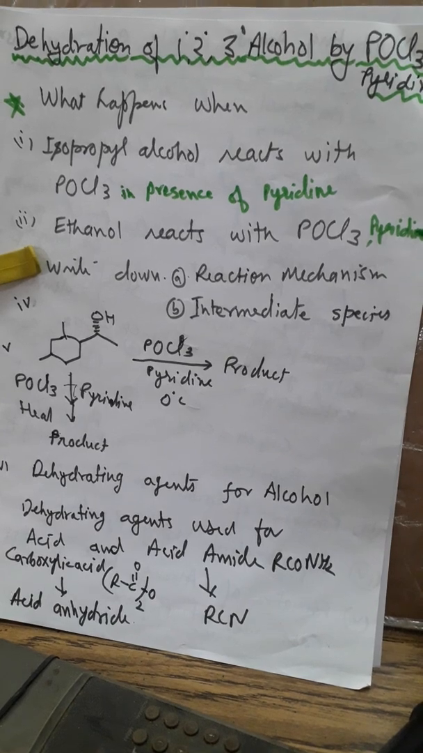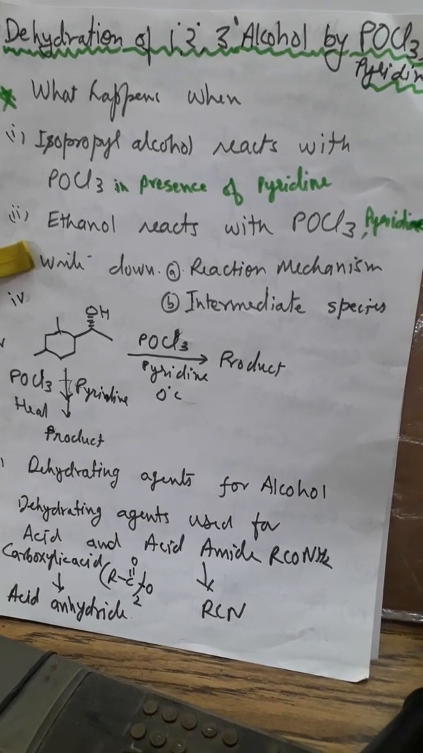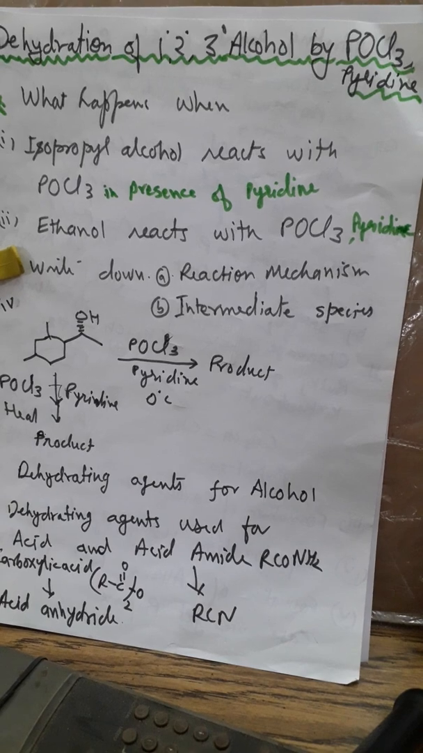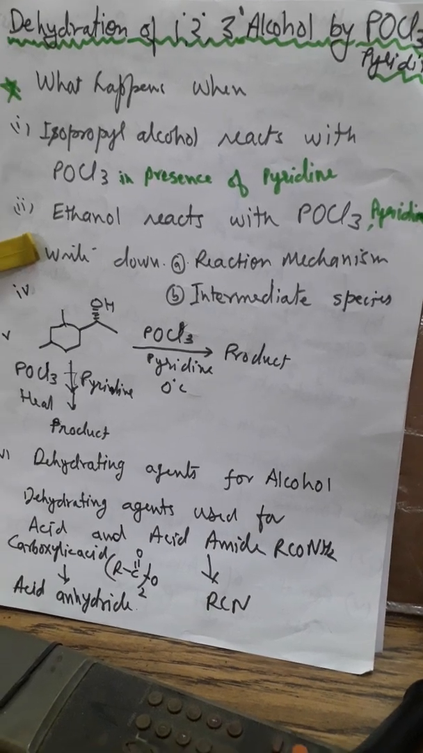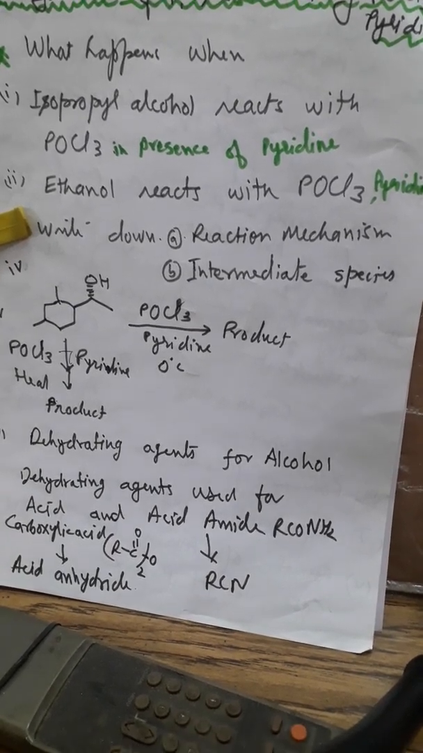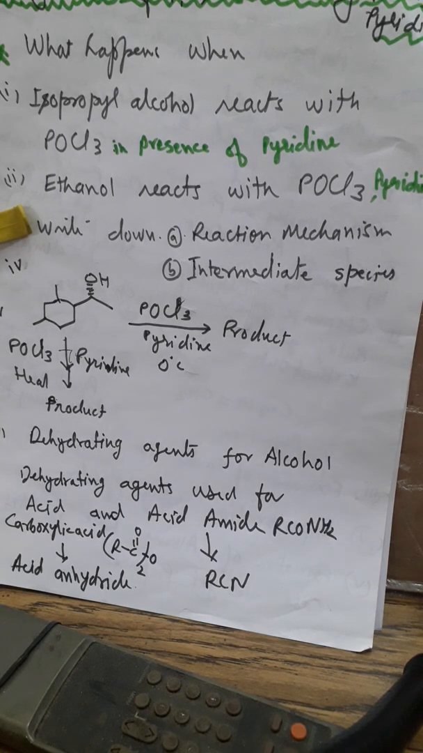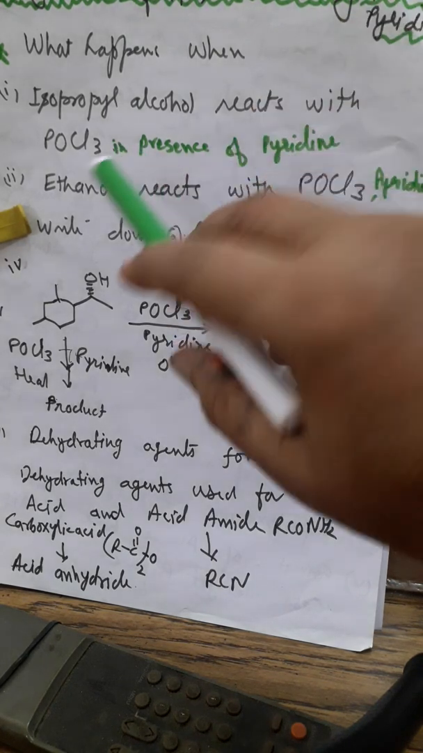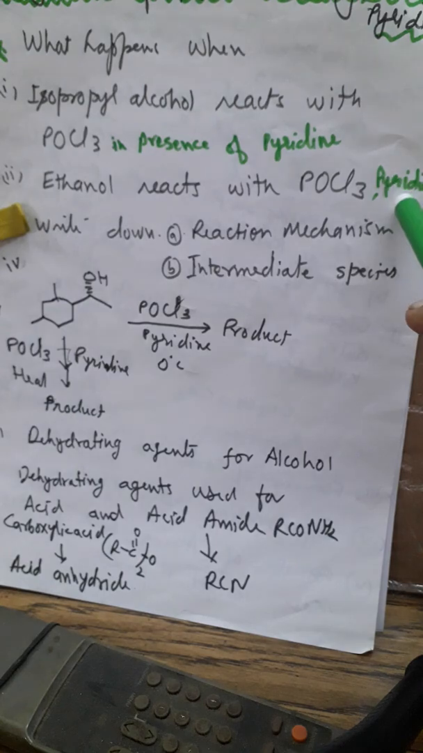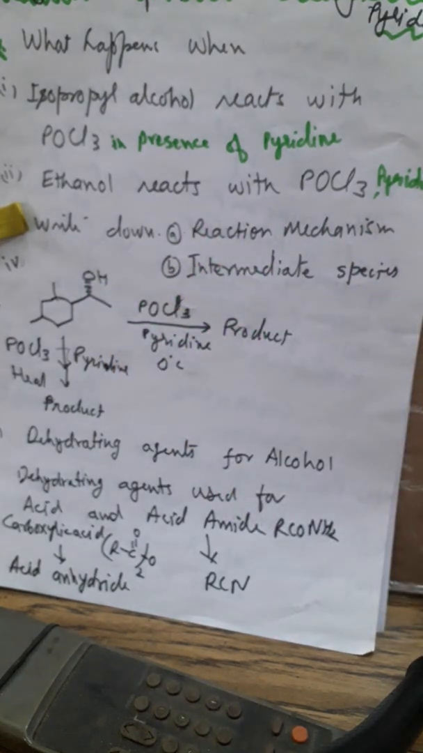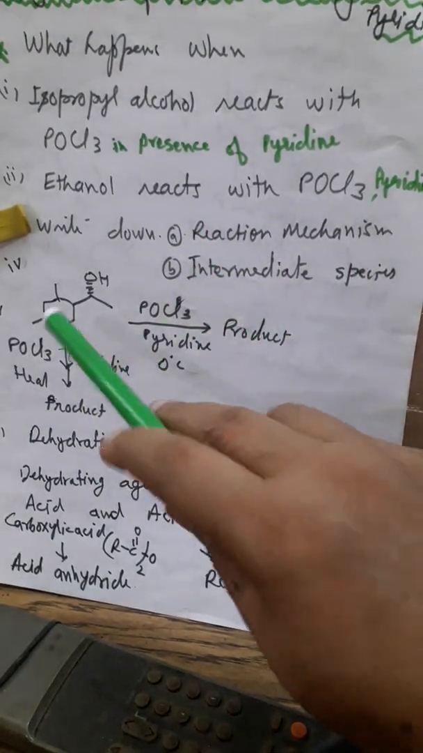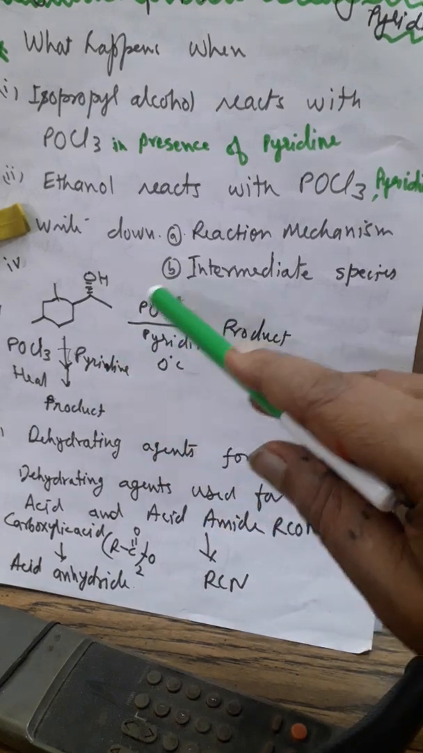Hello student, today we will discuss dehydration of 1 degree, 2 degree, 3 degree alcohol by POCl3 and pyridine. The question is, what happens when isopropyl alcohol reacts with POCl3 in presence of pyridine? And second, ethanol reacts with POCl3 in presence of pyridine. Write down the reaction mechanism and the intermediate formed in it, and draw this structure also.